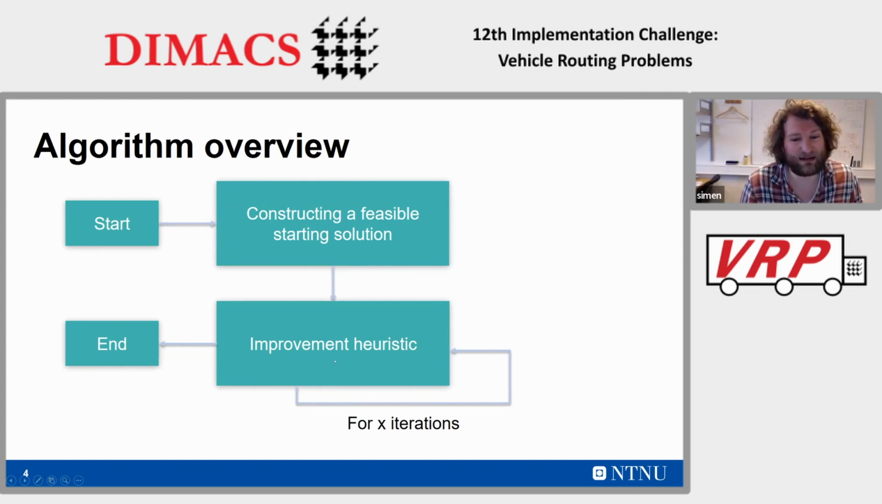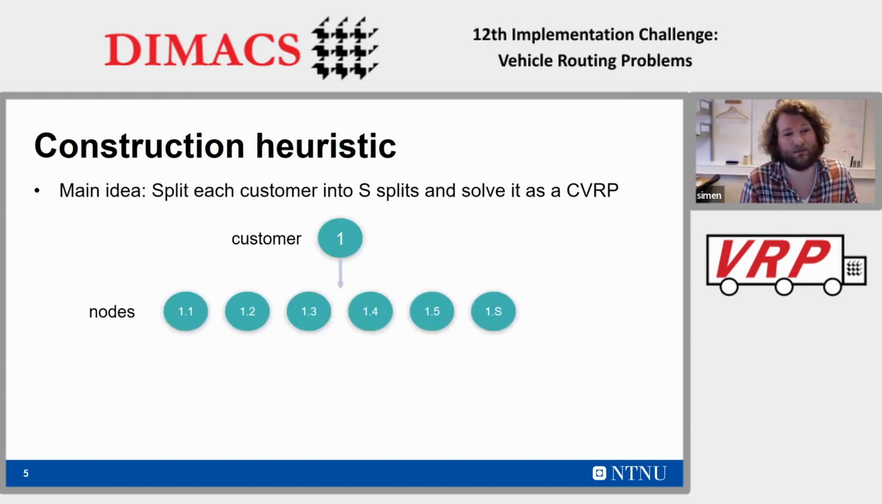Unfortunately, we ended up spending so much time on the IRP track that we ran out of time for the split delivery. So we had to come up with something really fast to implement for constructing a feasible solution. So what we did is that we went for a pre-split idea, which has been proposed by many others for the split problem. So we basically just split a customer into S splits, and then we just solve it as a CVRP.